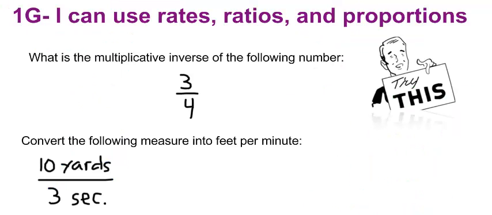The last thing you need to be able to do is to use rates, ratios, and proportions. In order to do this, we need to be able to know how to find the multiplicative inverse and convert measures into different units. Go ahead and take a minute, pause the video, review your notes, use your unit conversion sheet, and solve these problems. Once you hit play, the answers will appear on the next slide.